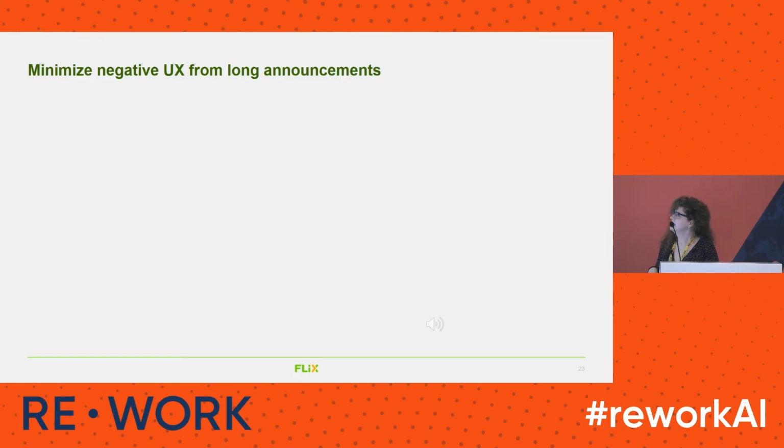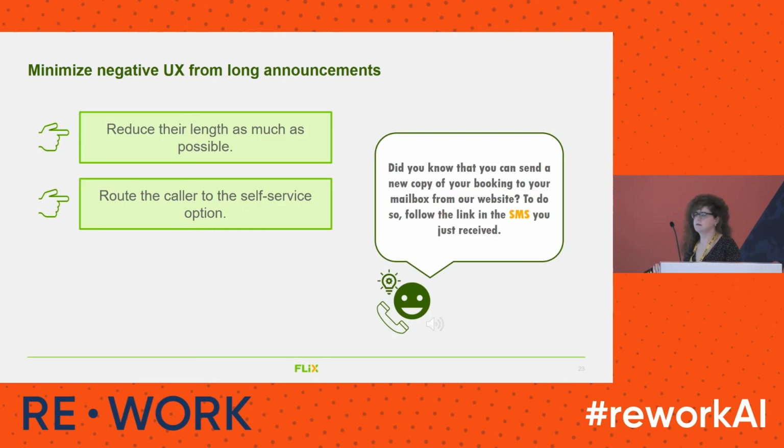Okay, and how can you solve this problem? So basically, this is very easy: make the announcements as short as possible. And if you have a very long explanation, something that they are supposed to do by themselves, route them to the self-service option, now also sending a link in the SMS. Did you know that you can send a new copy of your booking to your mailbox from our website? To do so, follow the link in the SMS you just received.